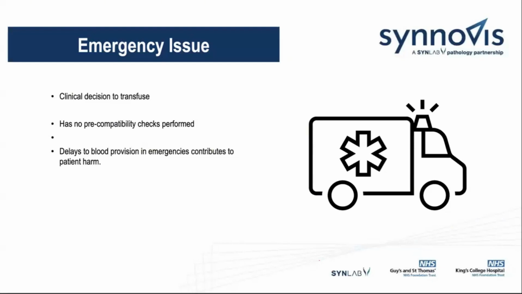Because we haven't done our checks, it's a clinical decision whether this blood's required, and it should be decided on a risk-benefit ratio. Any delays to blood provision in an emergency can cause patient harm. So at our trust, we have our flying squad bloods, which are dotted around the fridges in the hospital, so that in an emergency, they can be grabbed for the clinical areas.